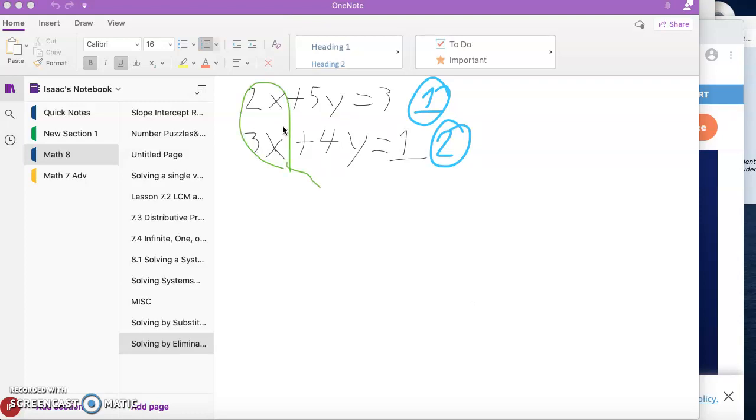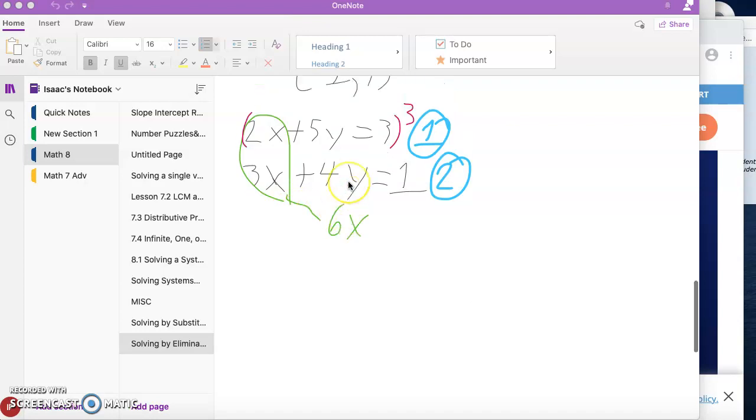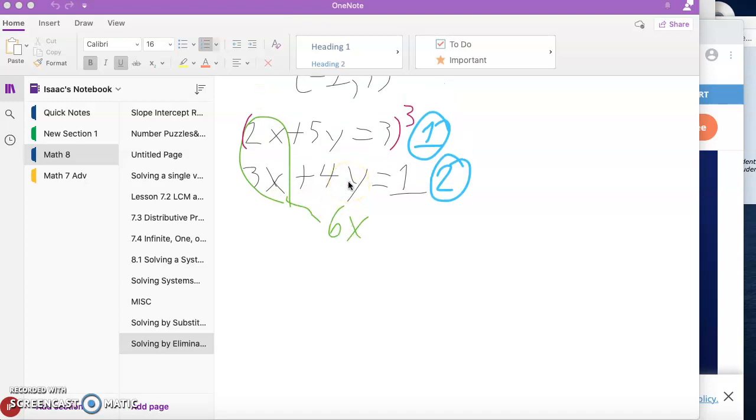In this case, I happen to notice that 2x and 3x can both multiply into 6x. So I'm going to create two new equations, 1b and 2b. For 1b, I'm going to multiply everything by 3. And for 2b, I'm going to multiply everything times 2, because that's how I get from 3x to 6x. So for 1b right here, equation 1b, just a different form of equation 1.